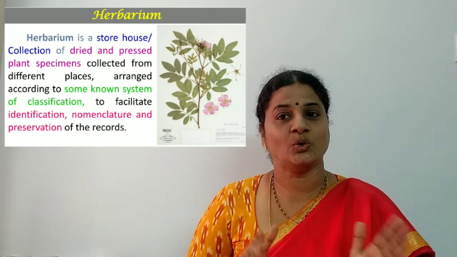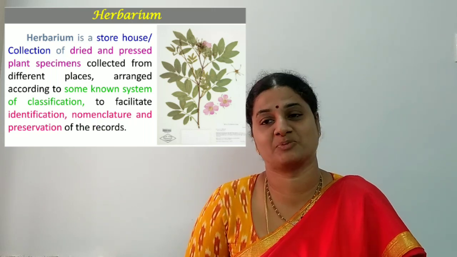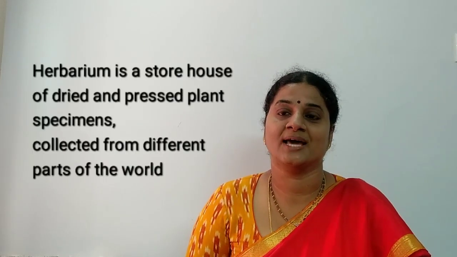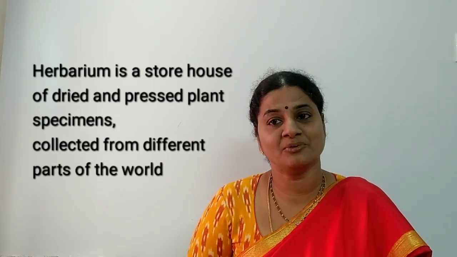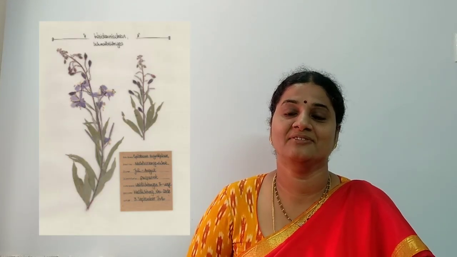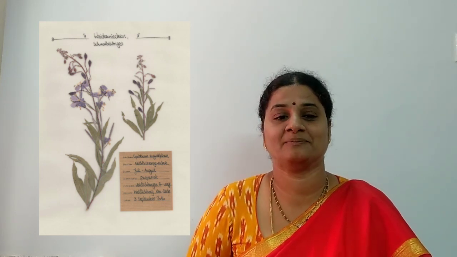A herbarium is a storehouse or collection of dried and pressed plant specimens, collected from different places and arranged according to some known system of classification to facilitate identification, nomenclature and preservation of the records for future purpose. If you want to identify any plant, you can make use of this herbarium. So what is a herbarium? It is a storehouse or a collection of dried and pressed plant specimens collected from various parts of the world and arranged according to some known system of classification for future use. In this picture, you can see one of the specimens dried and pressed onto a sheet, which is known as a herbarium.